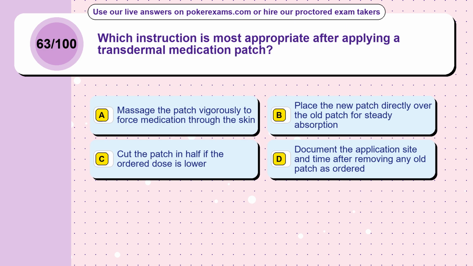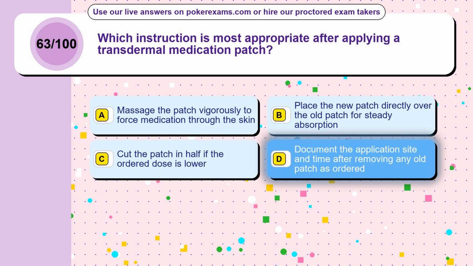Question 63. Which instruction is most appropriate after applying a transdermal medication patch? Option A. Massage the patch vigorously to force medication through the skin. Option B. Place the new patch directly over the old patch for steady absorption. Option C. Cut the patch in half if the ordered dose is lower. Option D. Document the application site and time after removing any old patches ordered.